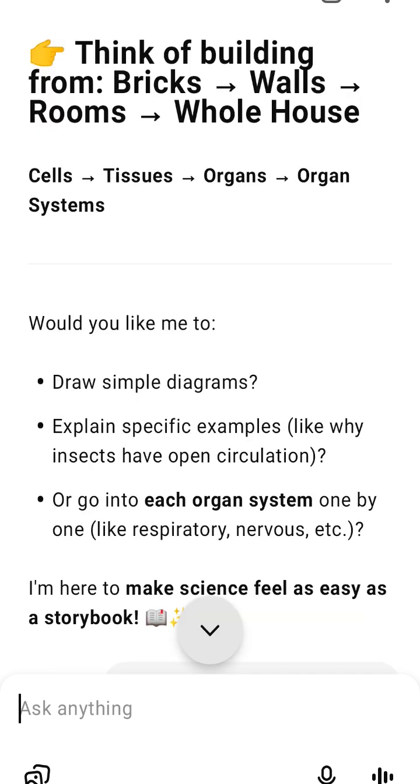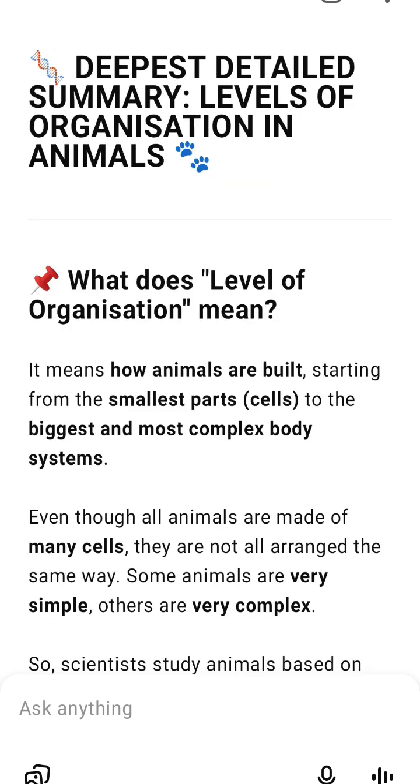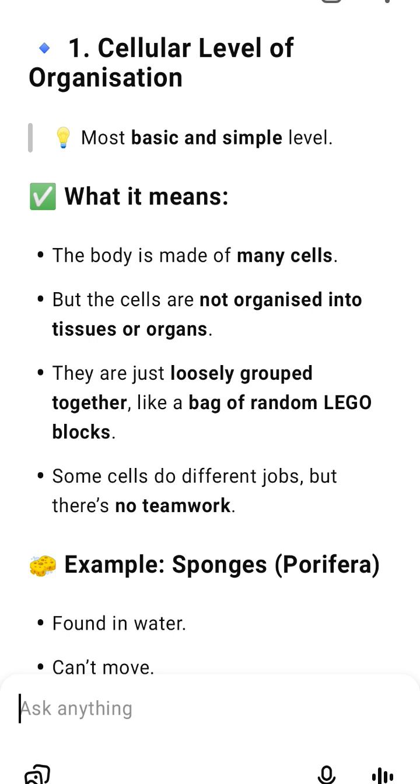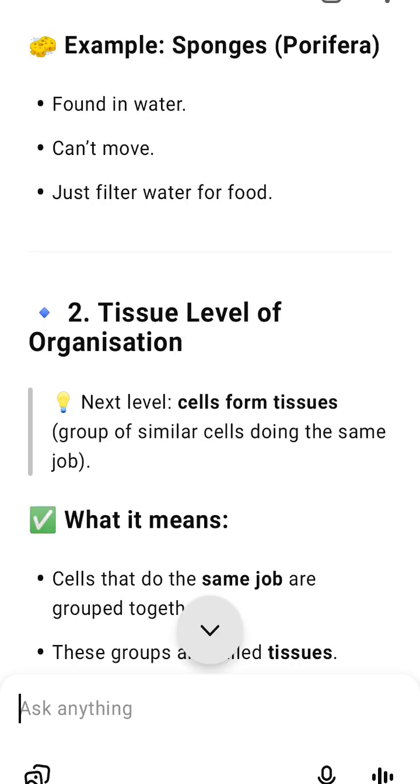This system helps the animal eat, break down food, and remove waste. Incomplete digestive system: only one opening, used as both mouth and anus. Food goes in and waste comes out of the same hole. Found in simple animals, for example flatworms and hydra. Imagine one door for entering your house and throwing trash out.